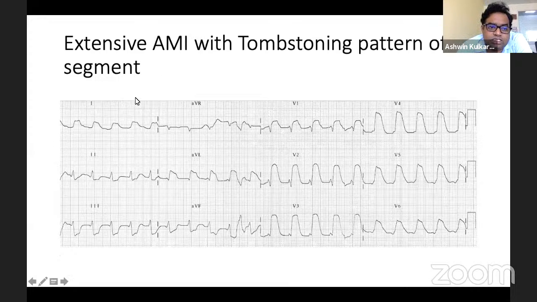So this is another ECG which is showing extensive AMI. There is ST elevation in lead 1, lead AVL, V1 to V6. This ECG I have put just to show you the tombstoning pattern. This is a typical tombstoning pattern which you see in all the leads from V1 to V6.